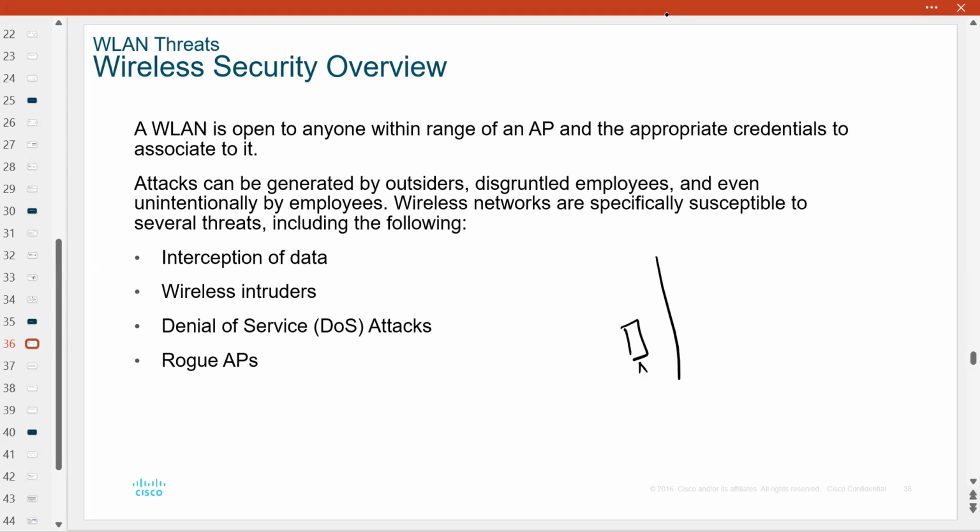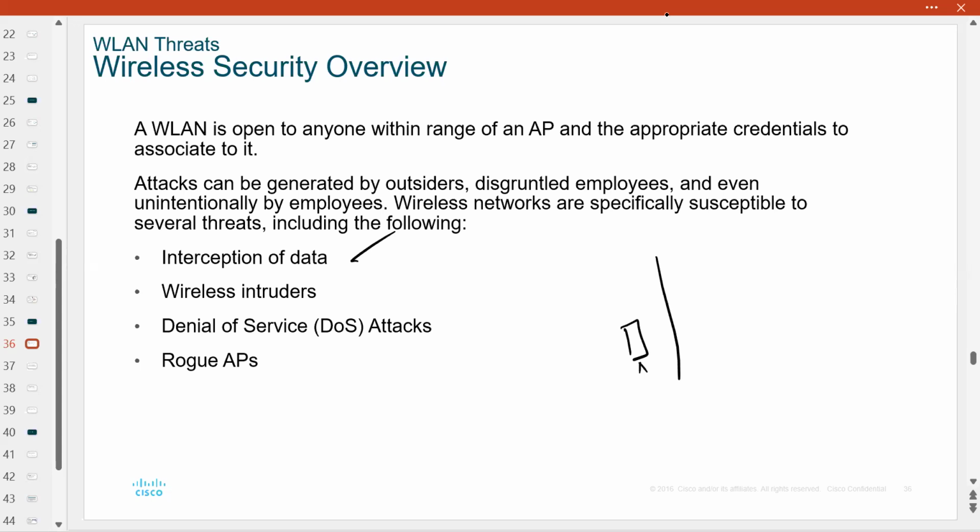Right? Attacks can be generated by outsiders, disgruntled employees, and even unintentionally by employees. Okay? Wireless networks are specifically susceptible to several threats, including interception of data, wireless intruders, DOS, rogue access points. So our people nearby are these wireless intruders. These are wireless intruders. The budget can be drained because of those guys.